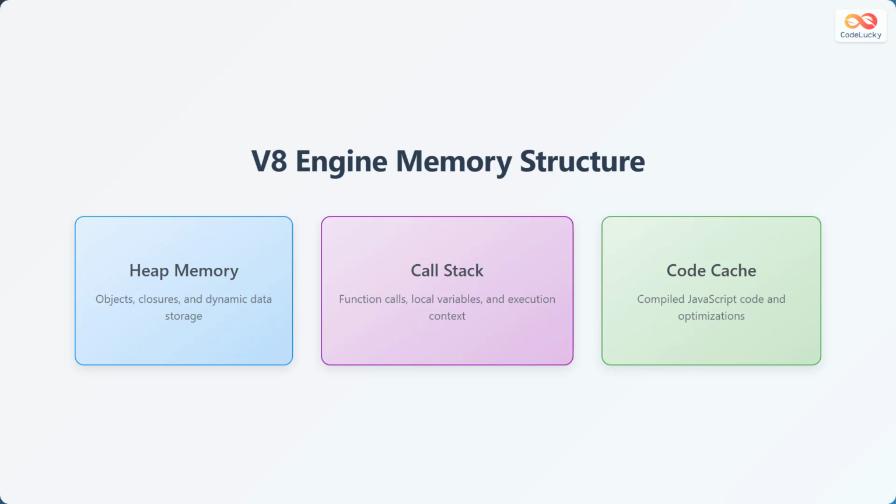Node.js uses the V8 engine, which has a specific memory structure. The main parts of this structure are the heap memory, the call stack, and the code cache. The heap memory is where objects, closures, and other dynamic data are stored. The call stack keeps track of function calls, local variables, and the execution context. The code cache stores compiled JavaScript code and optimizations.